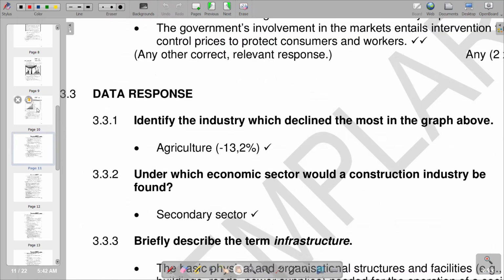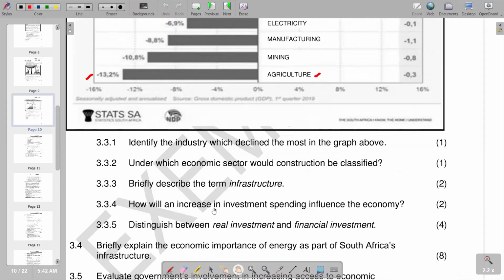Then we move on to the next part of our question, which is how will an increase in investment spending influence the economy? Obviously, when we have got investment that is taking place, it means there is expenditure that is taking place at that point in time. Of course, the expenditure is being done with an expectation of future benefits that are going to come from that expenditure that is taking place today. So, in terms of that, how can it influence the economy?